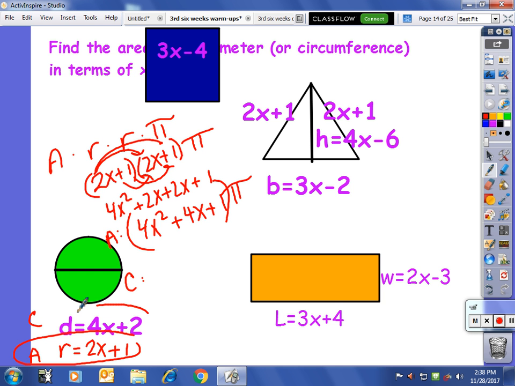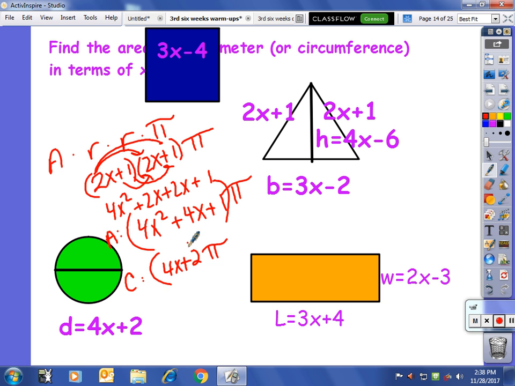Circumference is much easier, especially since you already knew the diameter. Circumference is just diameter times pi. So since you know the diameter is 4x plus 2, I just need to stick a pi on it, but you got to be careful. You need to remember you got to put the whole thing in parentheses. So there's my area and circumference for the circle.